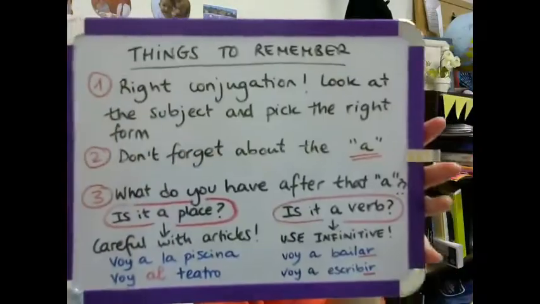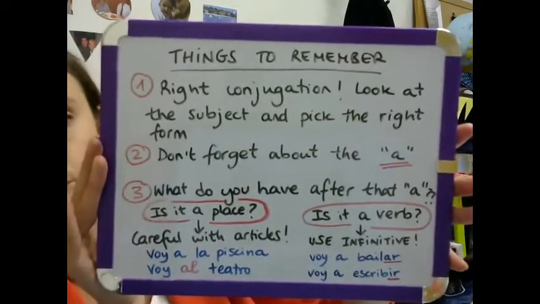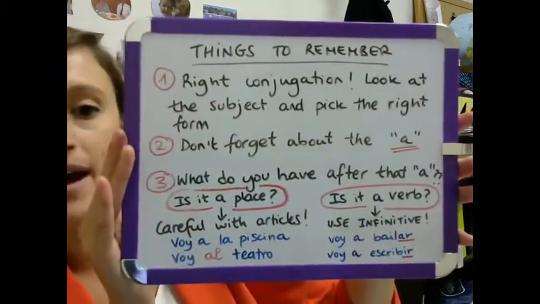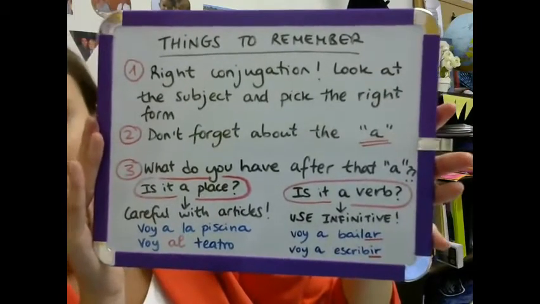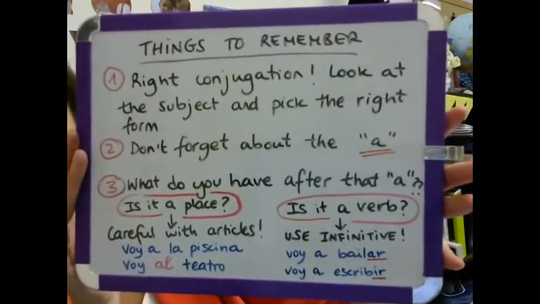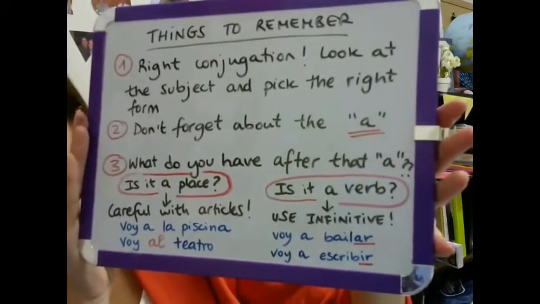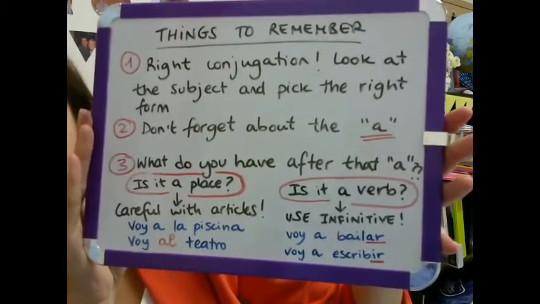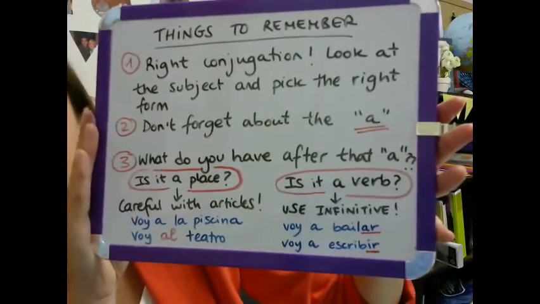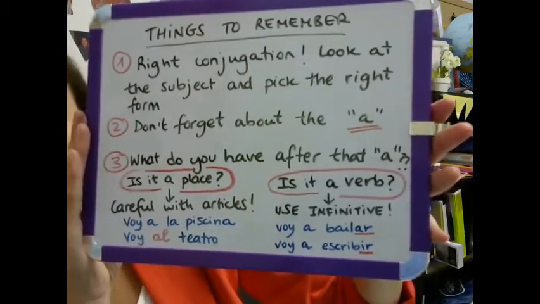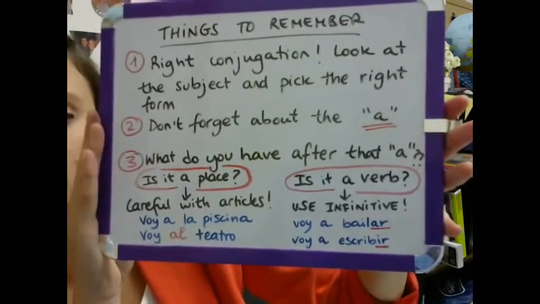So just remember, things to remember: the right conjugation. Always look at the subject to pick the right form, if it's voy or va or vas. Then don't forget about the a, that preposition after the form. And what do you have after that a? If it's a place, be careful with the articles, because if it's a masculine one, you need a plus el together. That is al teatro. If it's a verb, you need to use the infinitive: voy a hablar, voy a bailar, voy a escribir, voy a comer. Always the second verb in the infinitive.